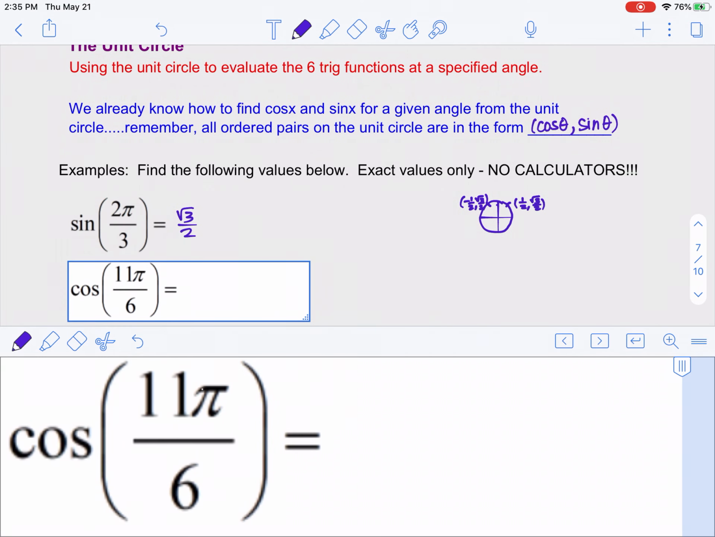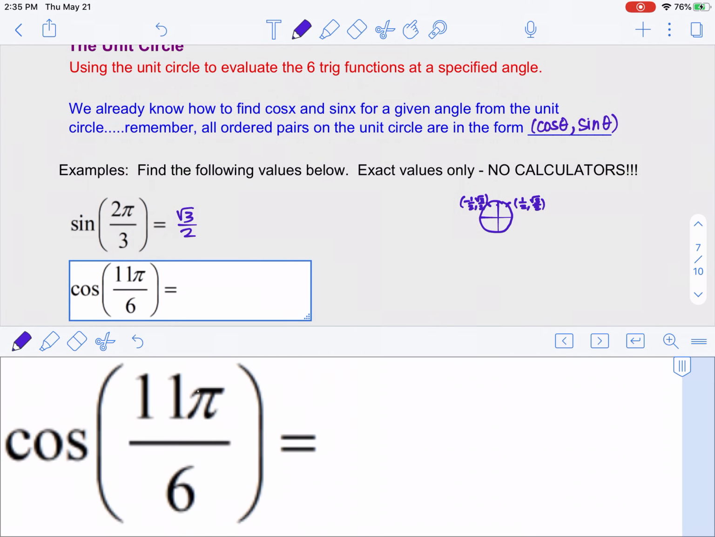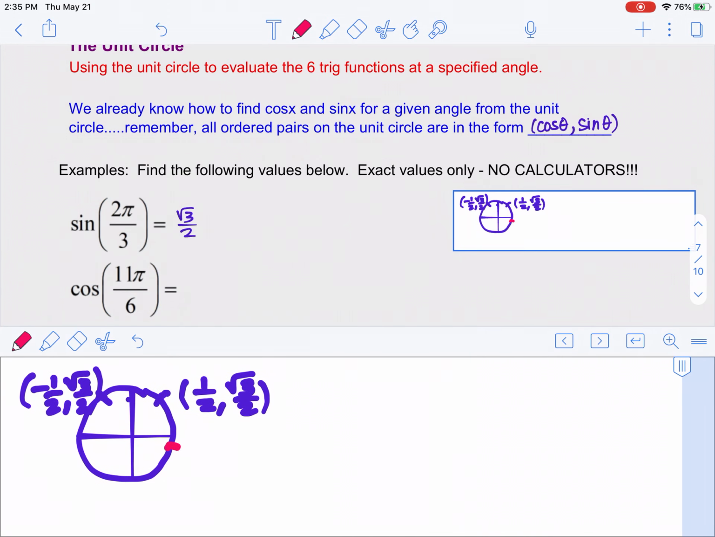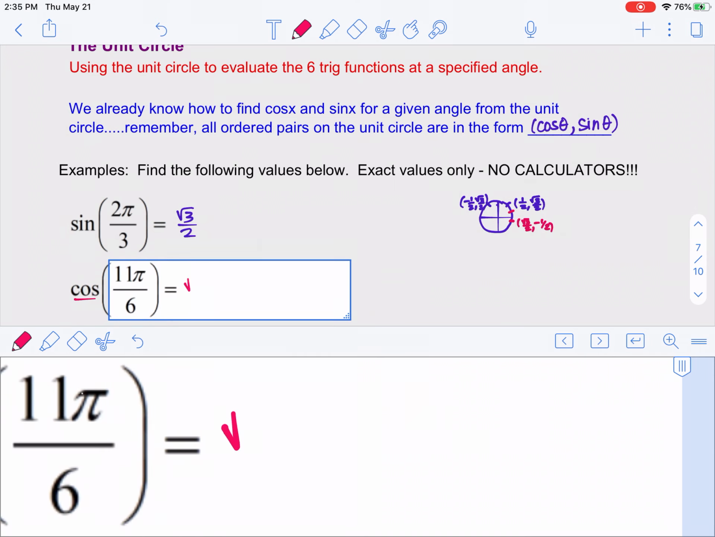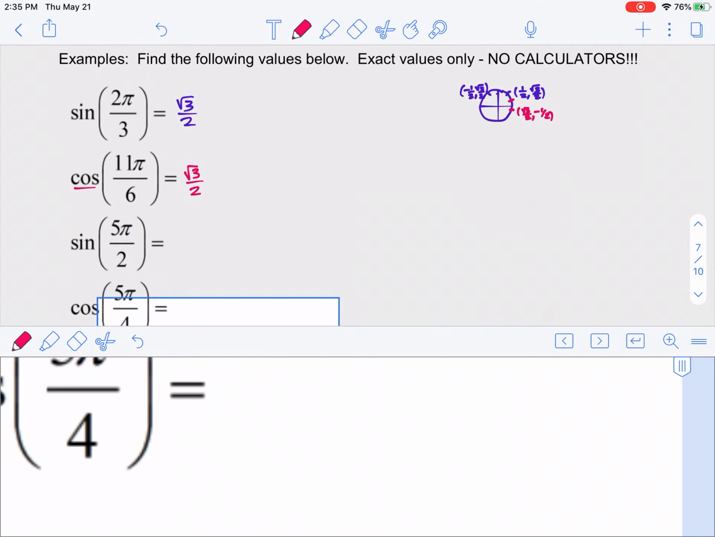Cosine of 11 pi over 6, well, that is almost 2 pi. Right, and so if I look over here, I'm thinking like, okay, it's that one right there. Well, I could use the reflection from this one in the first quadrant, right? It turns out that this is positive root 3 over 2, negative 1/2, okay? And so the cosine is the x value, and so this is also square root of 3 over 2, okay?